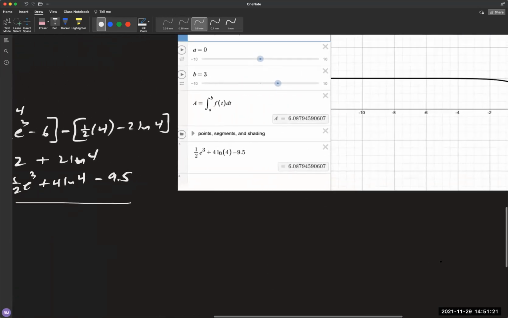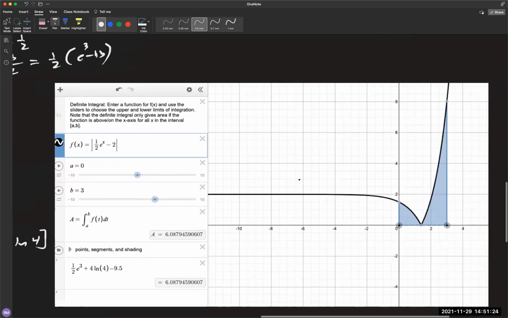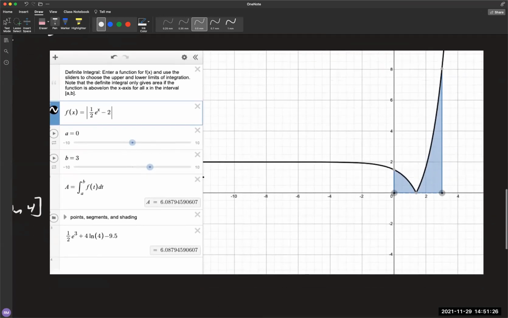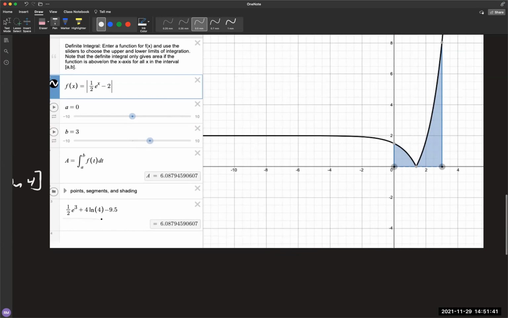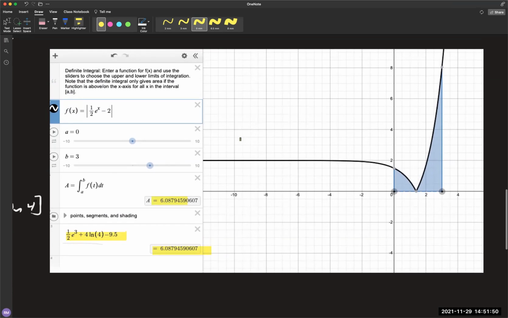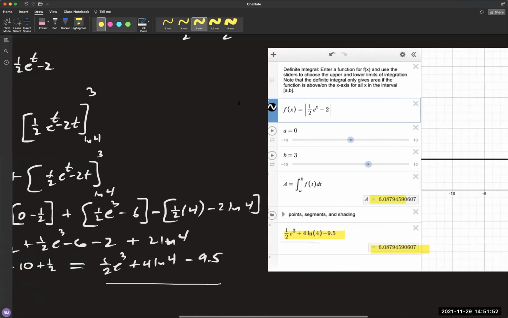Now I'm going to send you a link to this Desmos website, the graphing calculator, where you can plug in a function and you can at least check your answers. So you can see using this absolute value of 1/2 e to the x minus 2, there's the graph of the absolute value, right? And this is what I ended up with right here. So you can see I ended up with this equals 6.08, which is the same thing that you get when you integrate here. So I'll include that link there for you, so you can check what we have there.